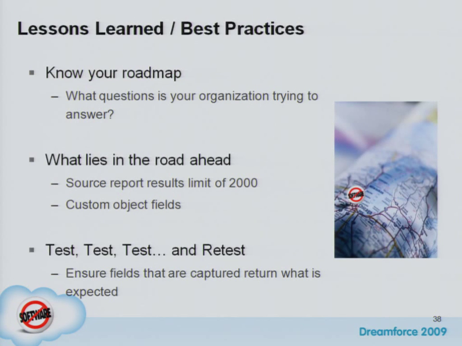And any best practices, always know the questions you're trying to answer, number one. Number two, be aware of the 2,000 limit, because it could totally mess you up with one week of missing data. Custom object fields, be conscious of what other fields you may have to create to display your data. And test, and always retest to ensure that all the fields that you want to create and all the analysis you want to show is available.